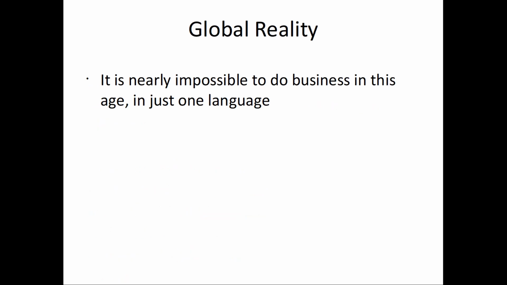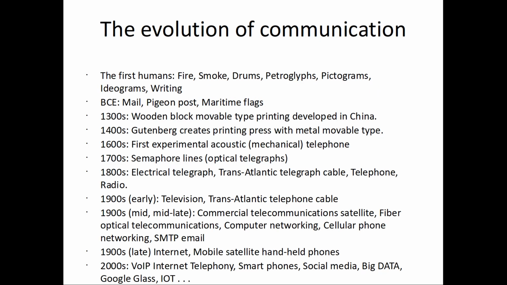Okay, so global reality. We're going to talk about global, we're going to talk about translation, we're going to talk about a bunch of realities, and then we're going to talk about how we can overcome or even leverage those realities. So the global reality is that it's nearly impossible to do business in this age in just one language. And if we think about the evolution of communications, the first humans used smoke, fire, drums, petroglyphs, pictograms, ideograms, writing.